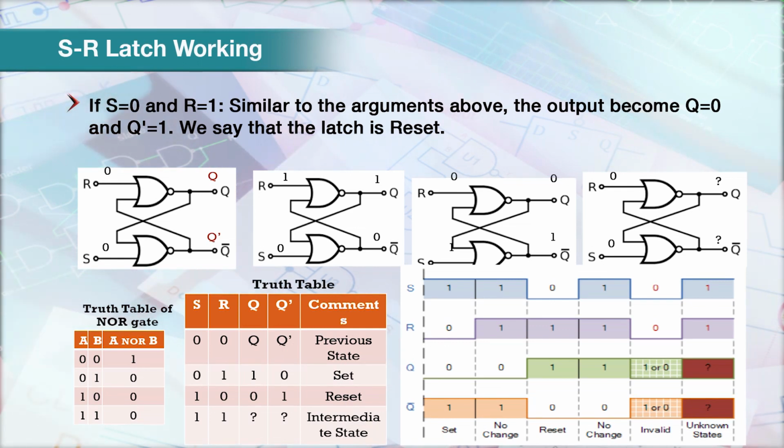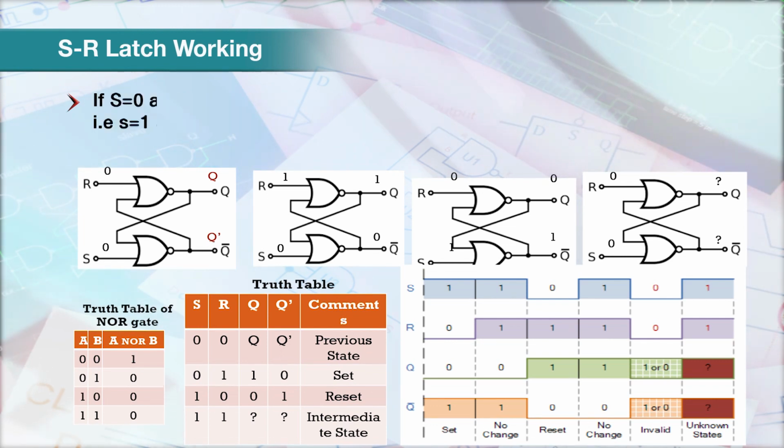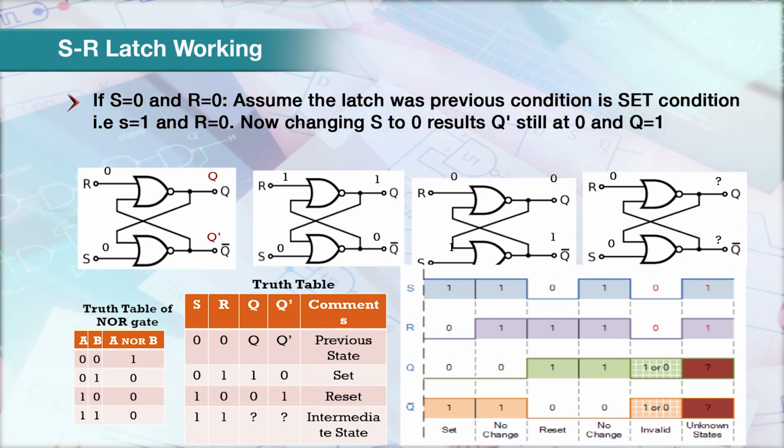If S equal to 0 and R equal to 1, similar to the arguments above, the output becomes Q equal to 0 and Q dash equal to 1. We say that the latch is reset. If S equal to 0 and R equal to 0, assume the latch's previous condition is the set condition, that is S is equal to 1 and R equal to 0. Now, changing S to 0, results in Q dash still 0 and Q equal to 1.